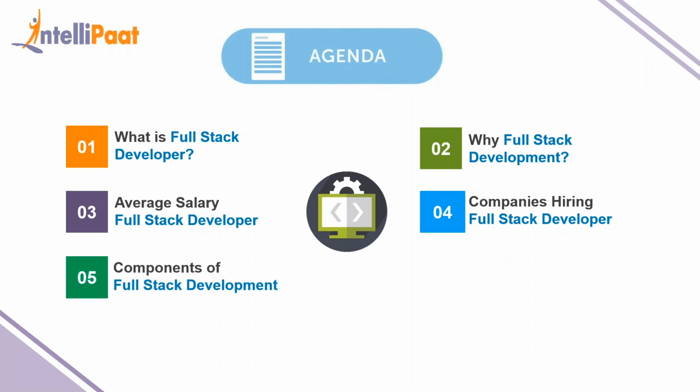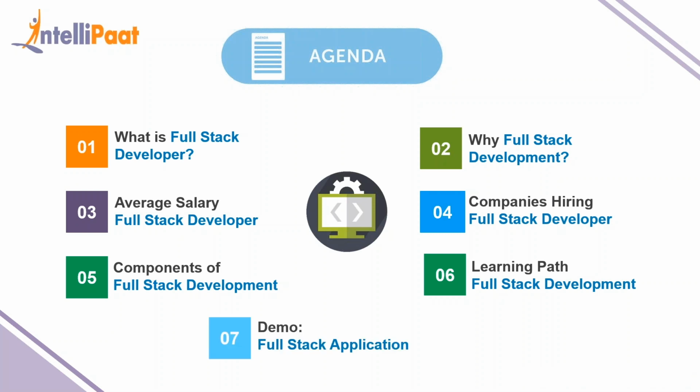Then we'll understand the components of a full stack development or a full stack application. In other words, we'll understand what are the technologies that are needed to be learned in order to become a full stack developer or build a full stack application. Then we'll take a look at the learning path of full stack development. So in case you are wondering how you can become a full stack developer, we'll take a look at that as well. And then finally, we'll take a look at a demo that we'll build in which we'll show you the code of a really simple full stack application.